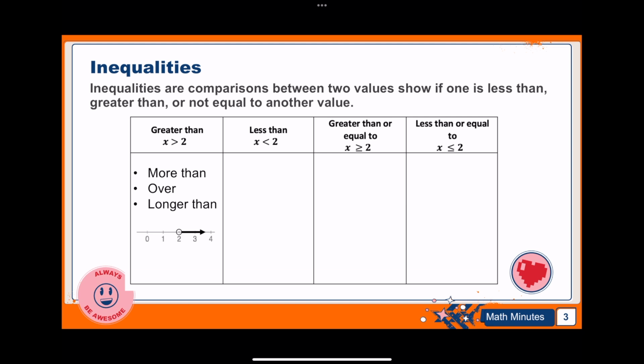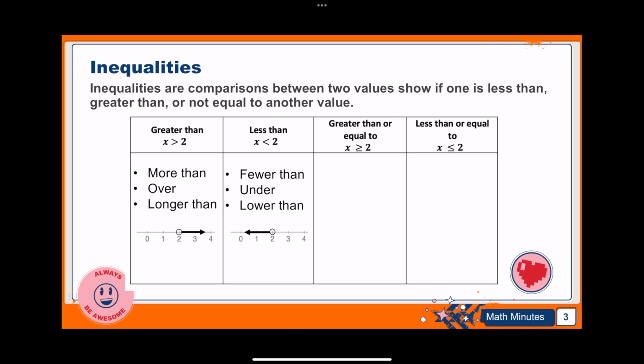Now when I look at less than, I see words like fewer than, under, or lower than, and our arrow now is pointing to the left to show that it's values that are smaller than that. And again, my circle remains open because 2 is not less than 2.